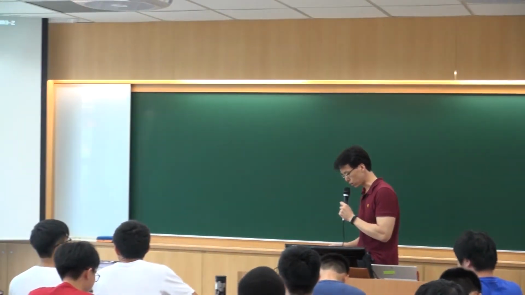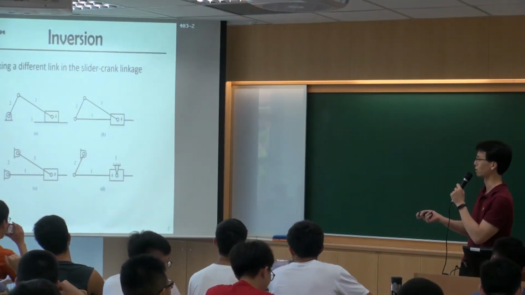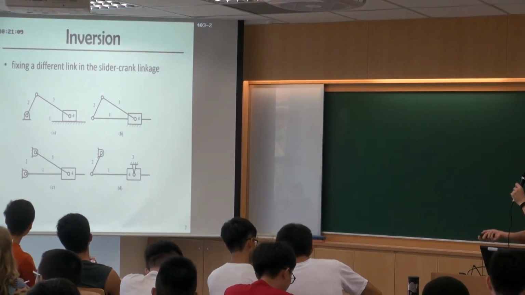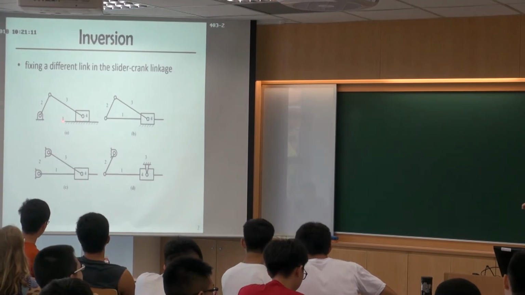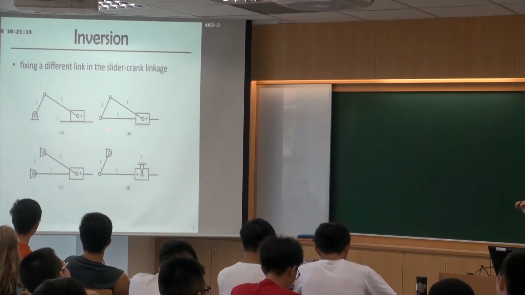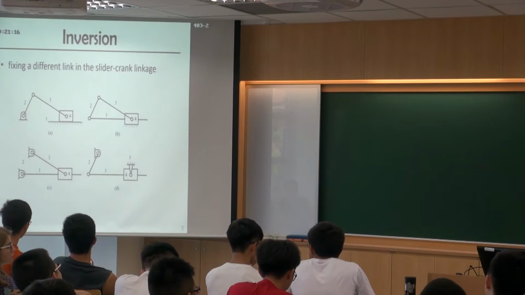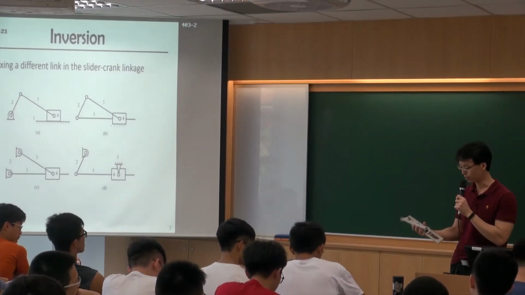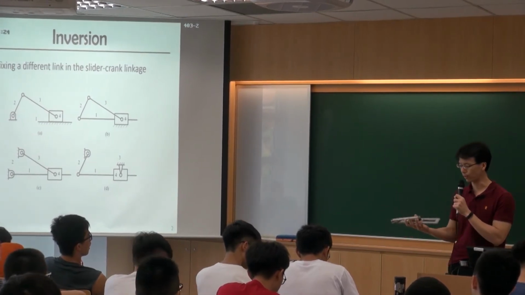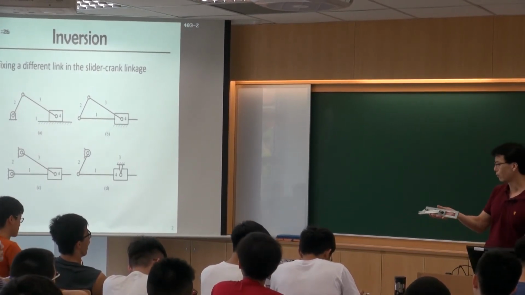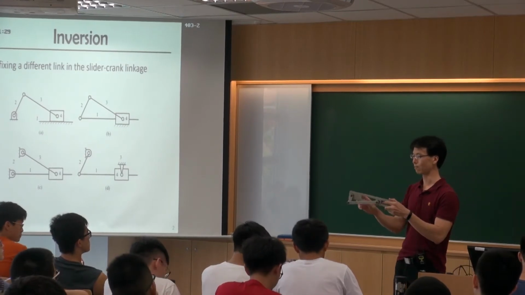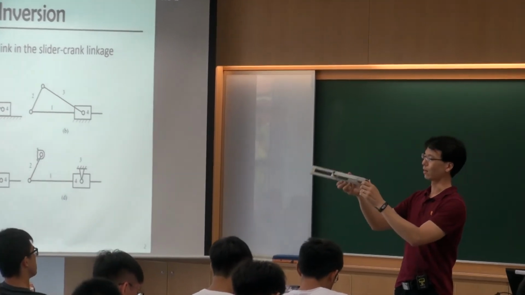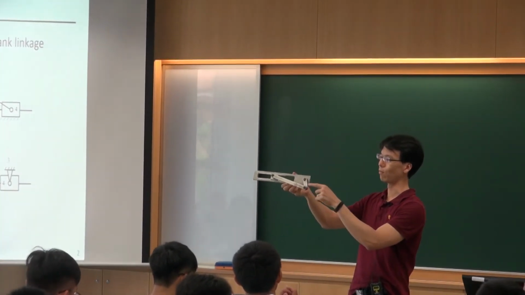So inversion is, suppose we have a closed chain. Here we use a crank slider as an example. Suppose we have a closed chain and we can fix different links to make the mechanism work in a different way. So I brought a prototype to demo what happens if we fix different links. Usually we use this mechanism by fixing this rectangular bar, and we usually use this one, the small bar, as input.